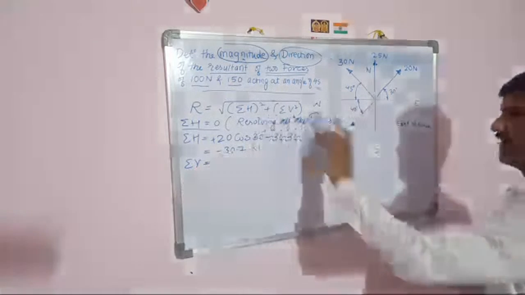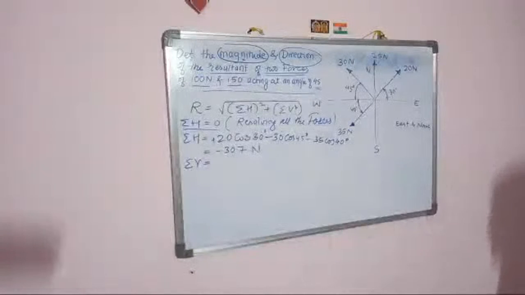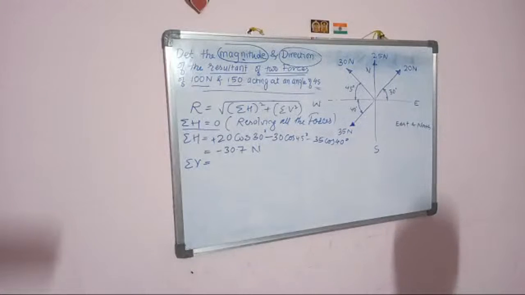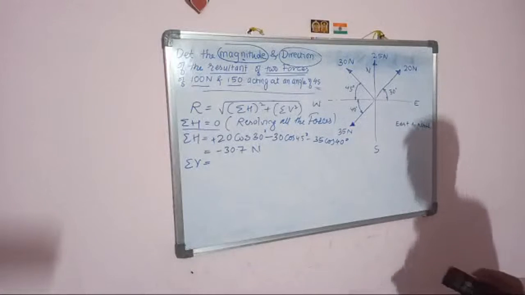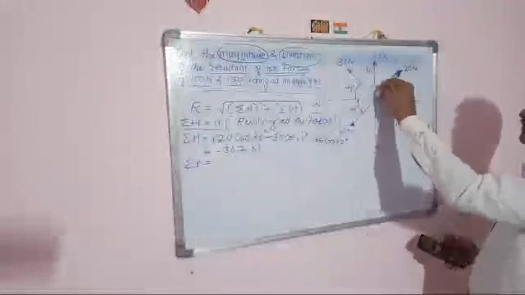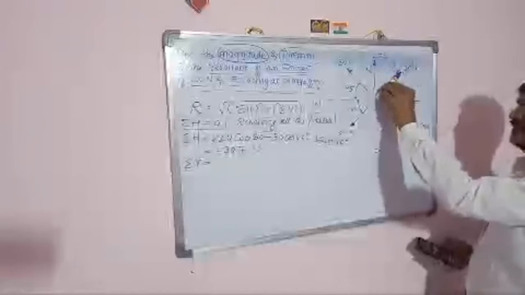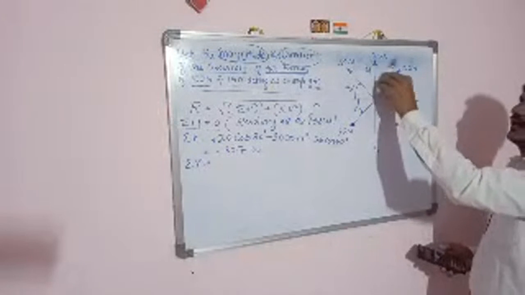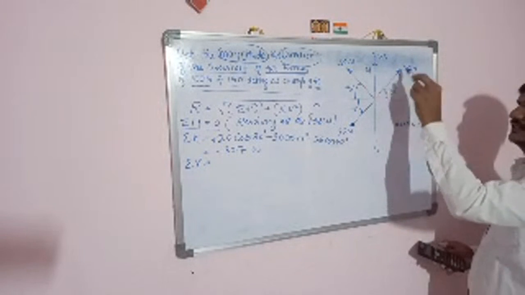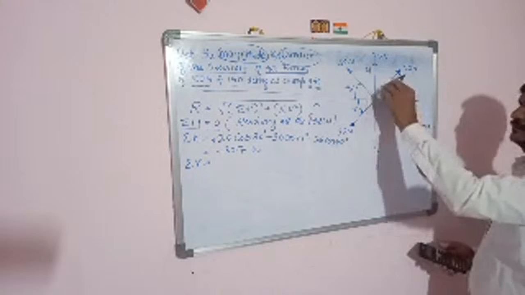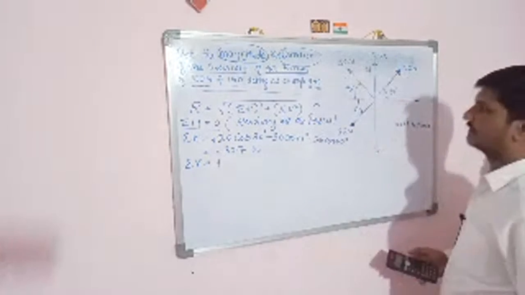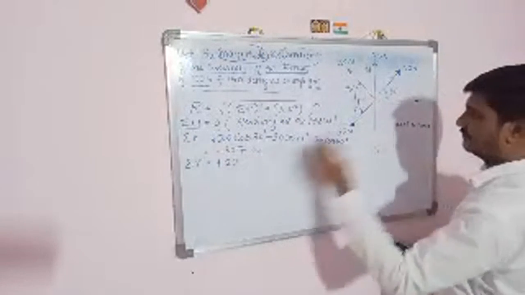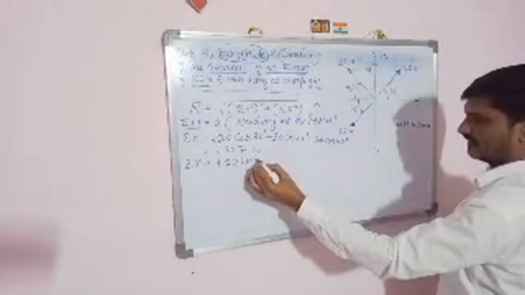Now let us calculate the vertical. So similarly you have to write, resolving all the forces vertically. When you resolve all the forces vertically, how many forces? Again 4. So 20 resolving, the direction is towards upside. It is up, so plus 20 sine angle is 30 degree.